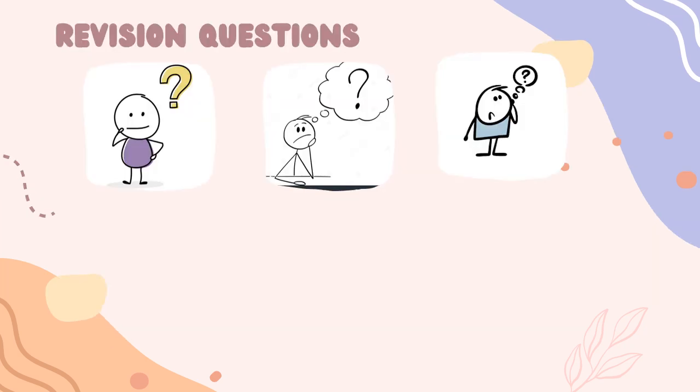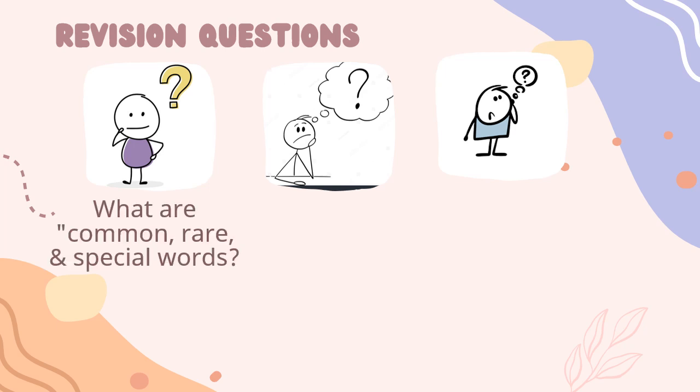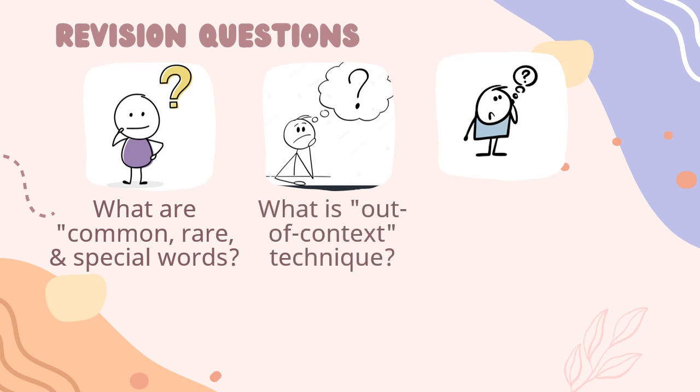Before we get into that, let us do a quick revision on some of the key elements in vocabulary teaching and learning. Firstly, what are common, rare, and special words? Then, what is out of context technique? And lastly, what is in context technique? You may pause the video for a bit and probably recall what you understood from last week's sessions.